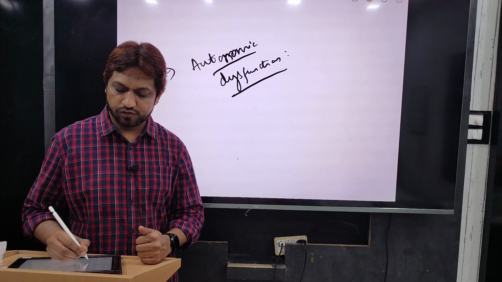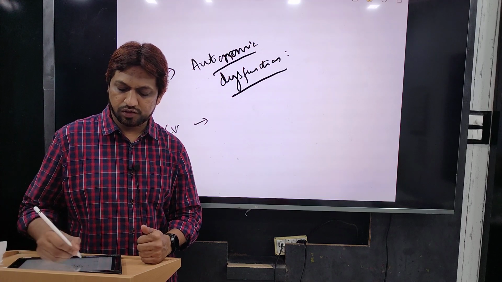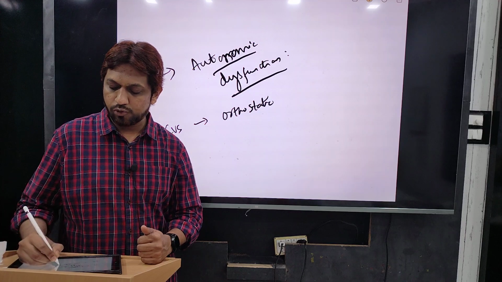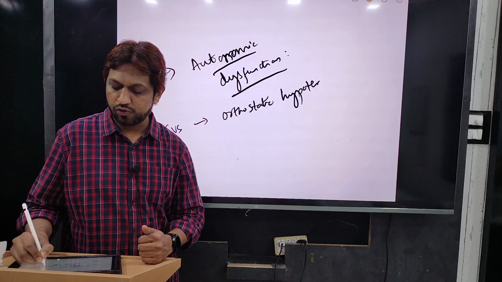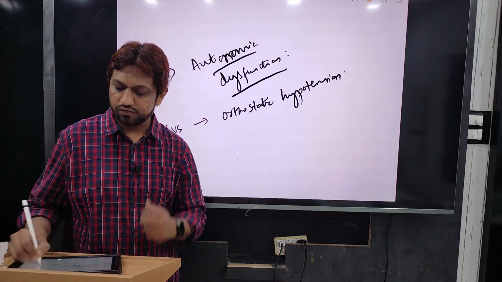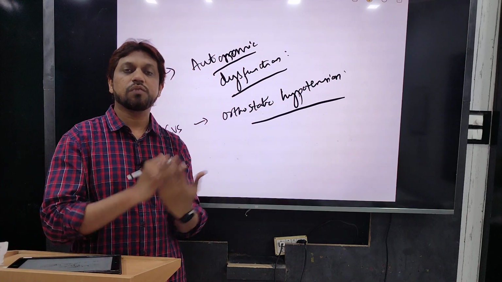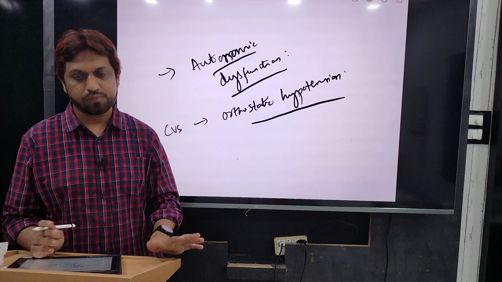So autonomic dysfunction, for example in the cardiovascular system, may cause orthostatic hypotension. That is, whenever there is a change in posture from lying down to a sudden standing position, there is a decrease in the blood pressure. That is known as orthostatic hypotension.